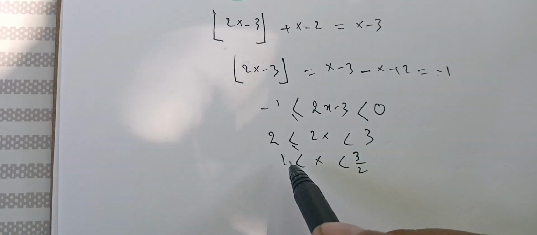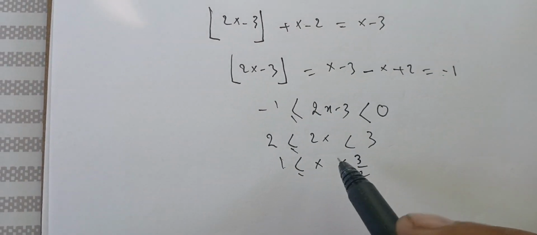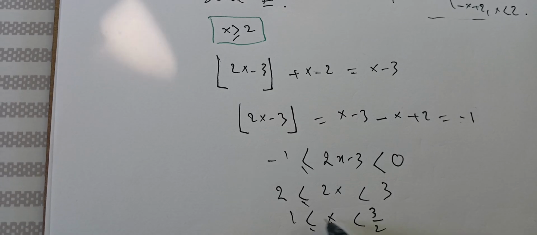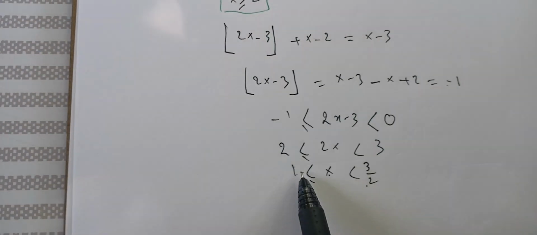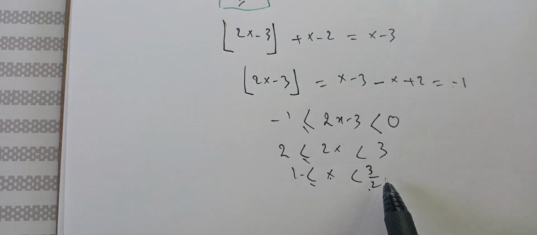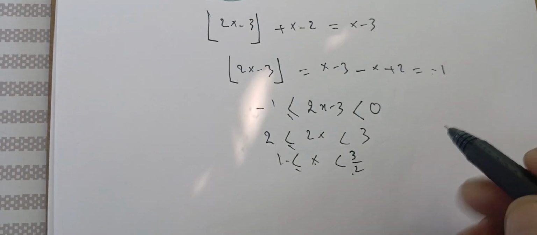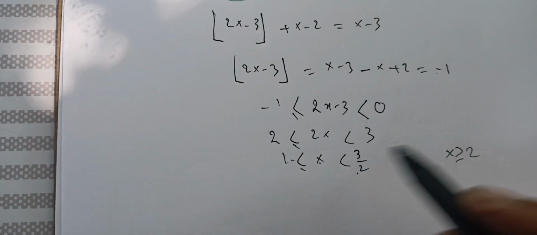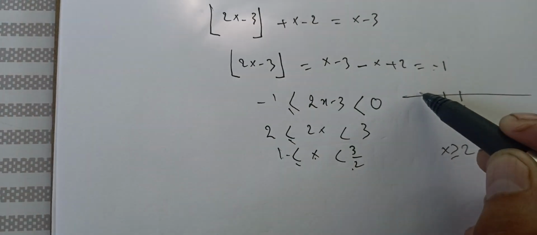But I know in this case that x is bigger than 2. So my x is between 1 and 3 over 2, and it's bigger than 2. There is no such x. This means that there is no solution in this case when x is bigger than 2. Note here, this is my 2, this is 1, this is 0.